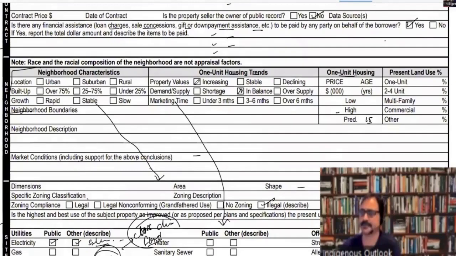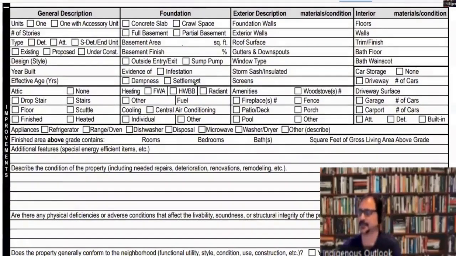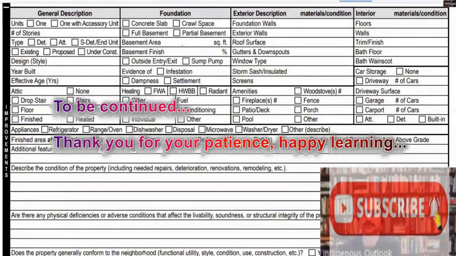Subject, contract, neighborhood, site. No question. So let's conclude our session here.